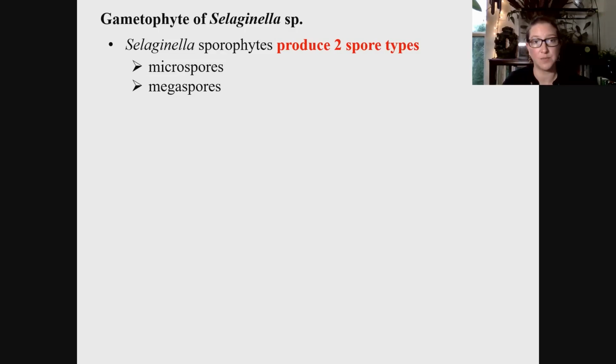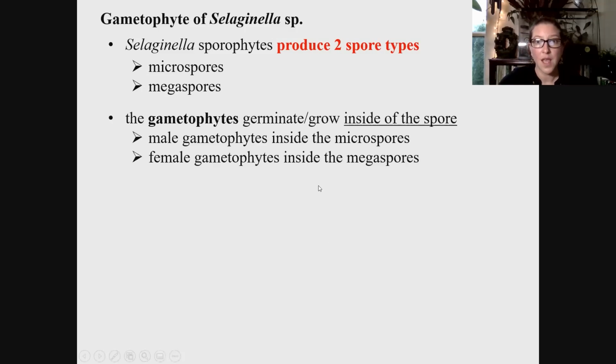And the reason for that is because in plants, the female structures tend to be much larger than the male structures, hence the mega versus micro. So now, another difference is we have two types of spores. We have spores that are going to make male gametophyte plants and spores that are going to make female gametophyte plants. But in addition, another difference is that now the gametophytes are going to stay inside the spore.